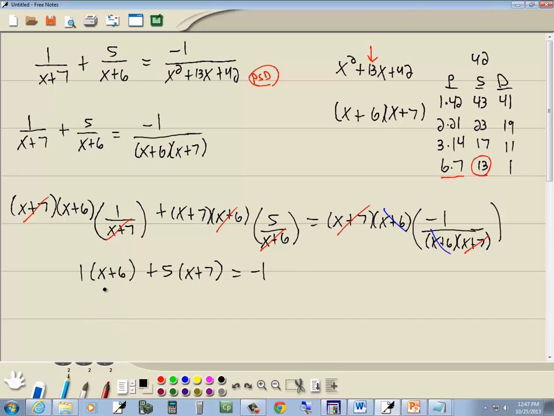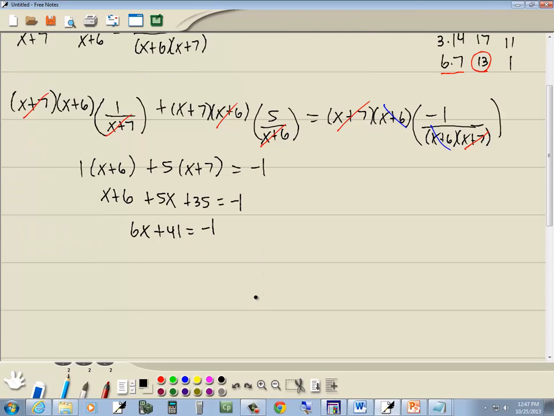Well, 1 doesn't do anything here, so that's just x plus 6. 5 times x is 5x. 5 times 7 is 35. The distributive property, equals negative 1. Always combine together like terms at any step. x plus 5x is 6x. Combine together numbers. 6 plus 35 gives us 41. Equals negative 1. Okay. That was step 2.